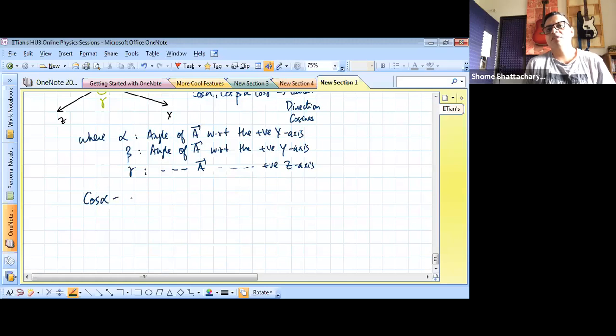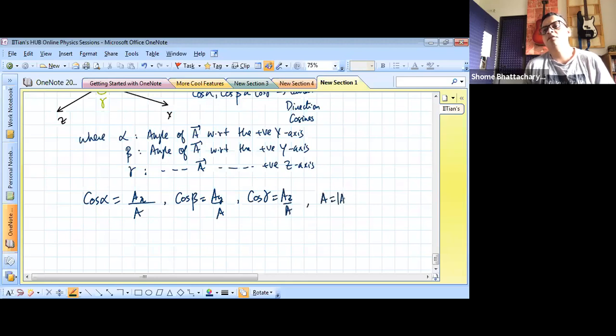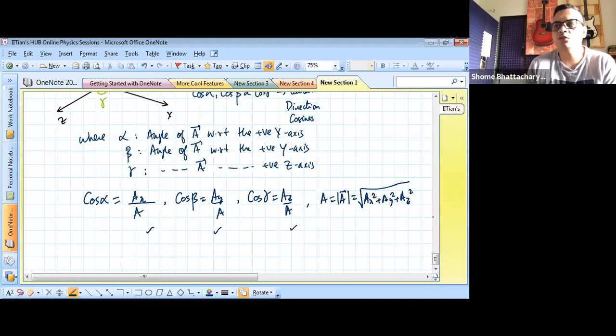Cos alpha is given by the quantity Ax upon magnitude of the vector. Cos beta is given by Ay upon mod A, and cos gamma is given by Az upon A, where A is of course the magnitude of the vector, which is root of Ax square plus Ay square plus Az square. So for us right now, this is the important thing. The formula to get the value of the direction cosines, provided we know the components of the vector.